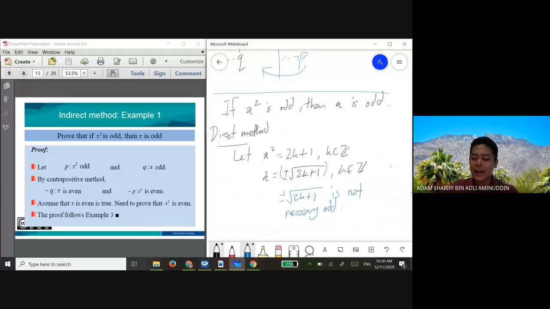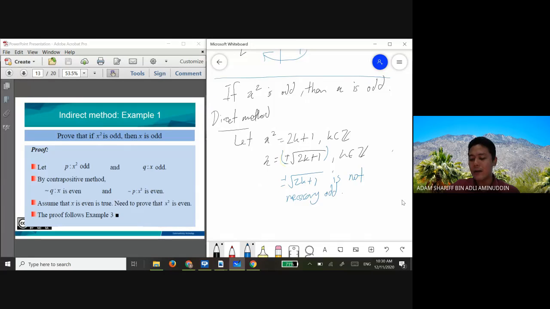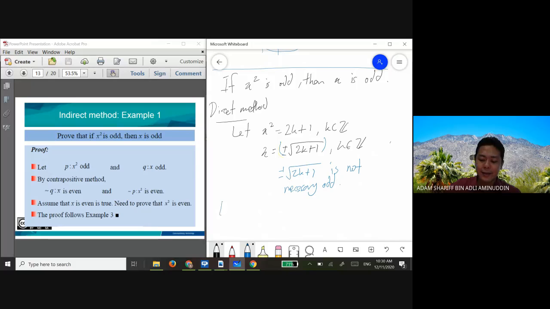Dia ada nilai k kalau kamu masuk ke dalam dia akan jadi odd, tetapi tidak semua. Contoh, kalau k katakan 1, dia jadi square root 3. This is definitely not odd.